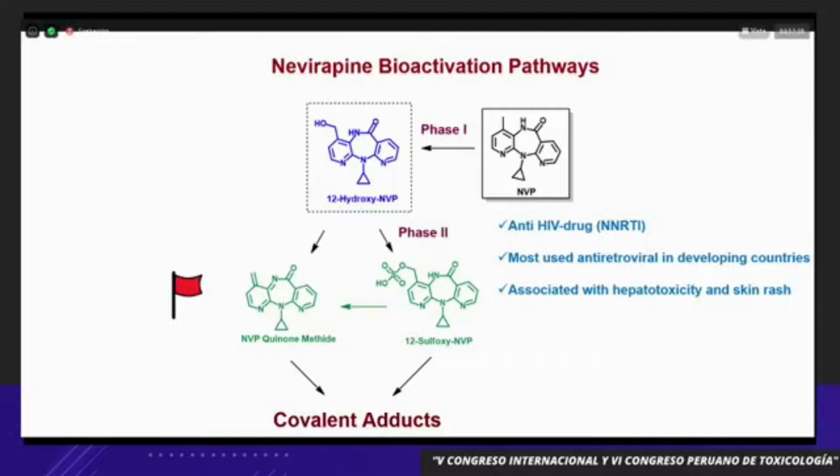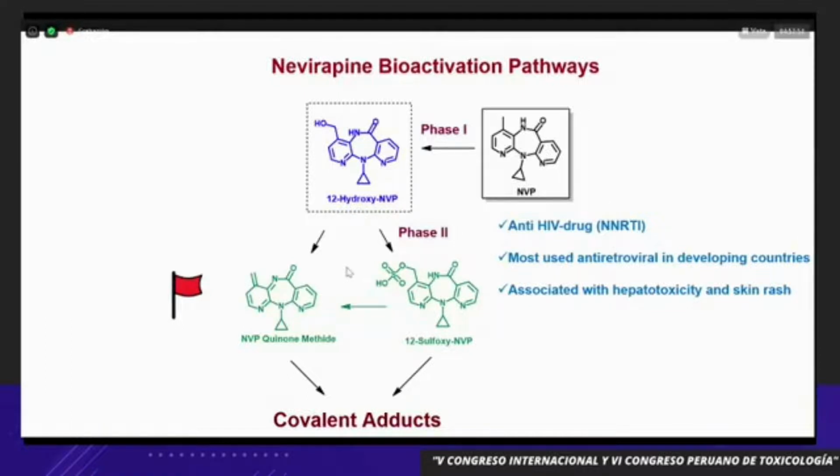There was already the hypothesis that the phase 1 metabolite of nevirapine, 12-hydroxynevirapine, could be sulfonated to 12-sulfoxynevirapine via phase 2 mechanisms, or be transformed into quinone-methide metabolites through direct oxidation of 12-hydroxynevirapine or hydrolysis of 12-sulfoxynevirapine. There was already the hypothesis that both these metabolites could react with proteins, yielding covalent adducts.